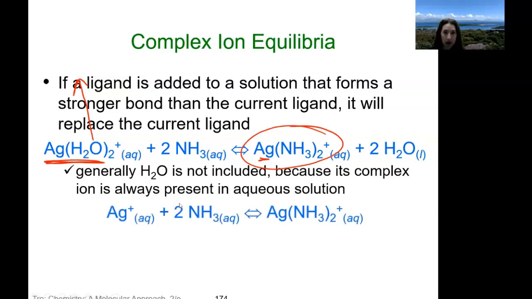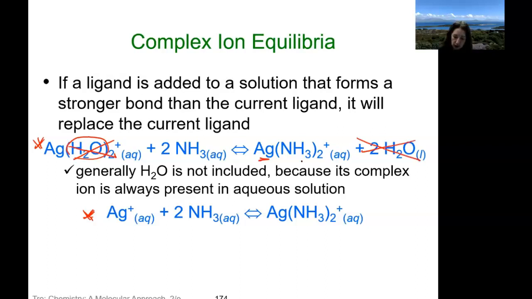And usually, by the way, we don't even include water. We just ignore it. Just look at what the difference is here. We just took out these waters, and then we took out the waters here. Usually we don't write water in there because water is always a complex ion with whatever it's with, so we just ignore it completely.